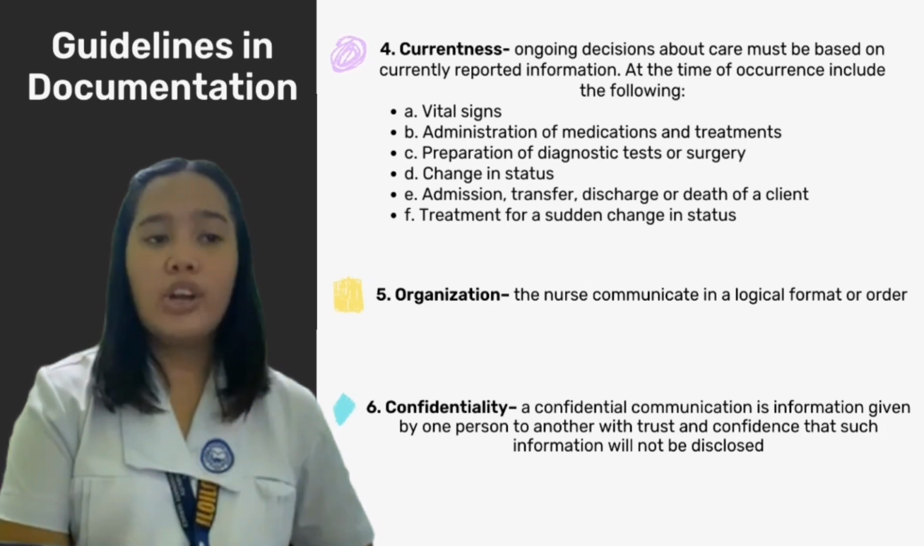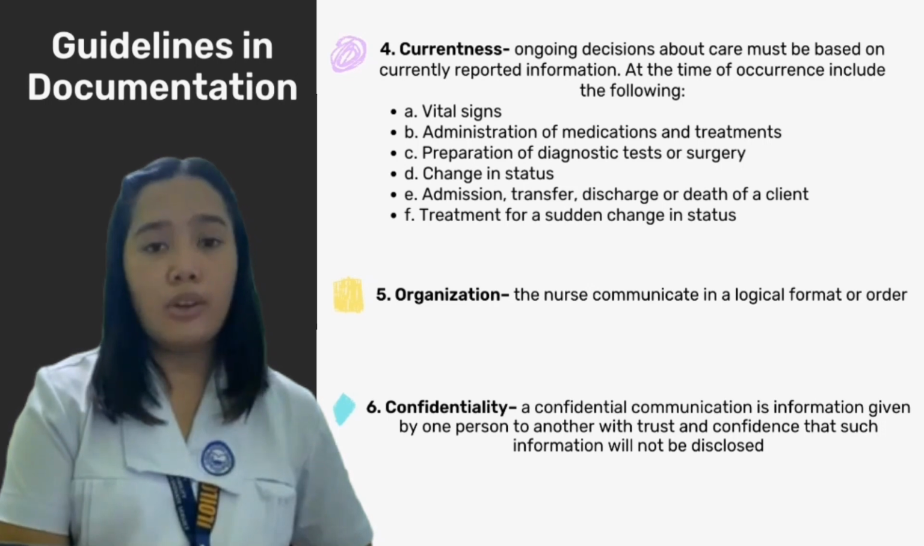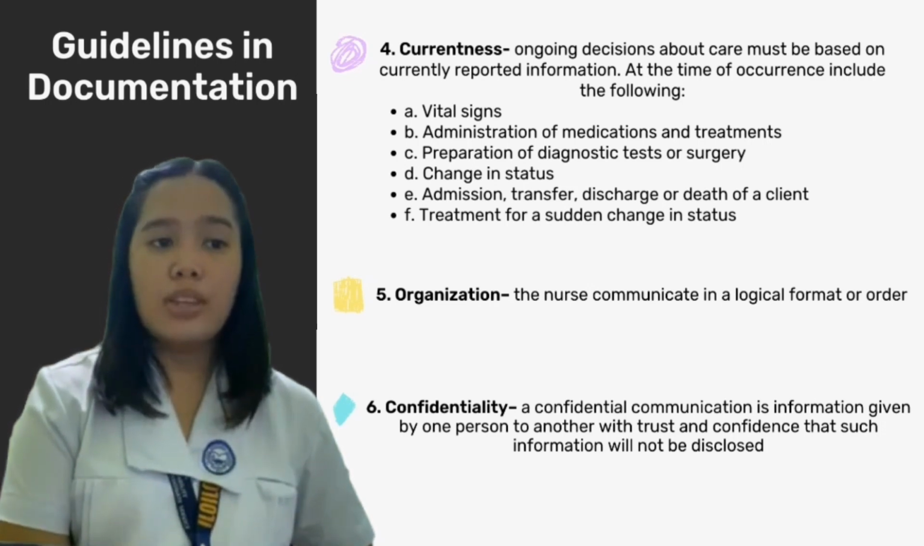Number 5. Organization. The nurse communicates in a logical format or order. Number 6. Confidentiality. A confidential communication is information given by one person to another with trust and confidence that such information will not be disclosed.